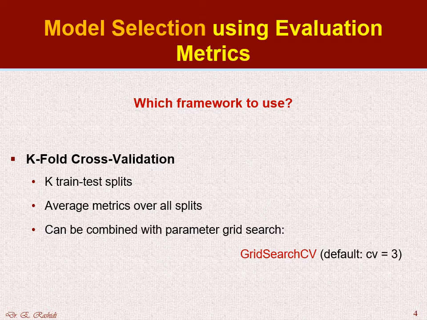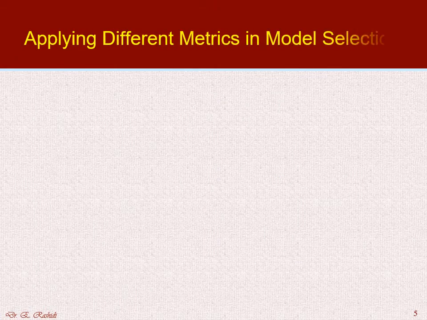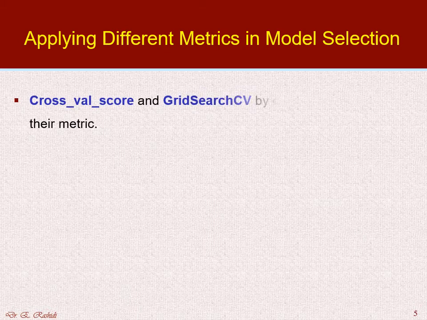So for example, we can use the recall or the precision or the AUC ROC or F1 score in the GridSearchCV in Scikit-Learn. So the best practice in model development is the k-fold cross-validation. Now we want to see how to apply different metrics in model selection using the GridSearchCV and the k-fold cross-validation, which is cross_val_score.